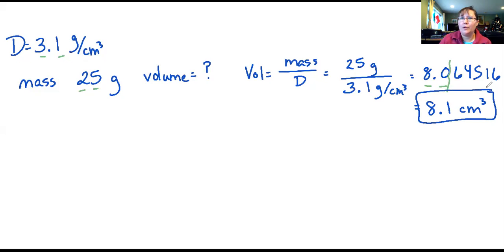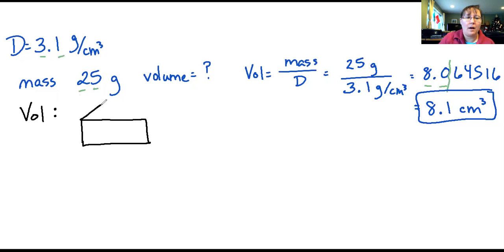Now I want to show you what happens for a couple of other things. Let's take a look at volume. This is just a little bit of a review. Some important things to know are the volume of a rectangular solid. A rectangular solid might be something like a fish tank or a box of books. So here's a rectangular solid.